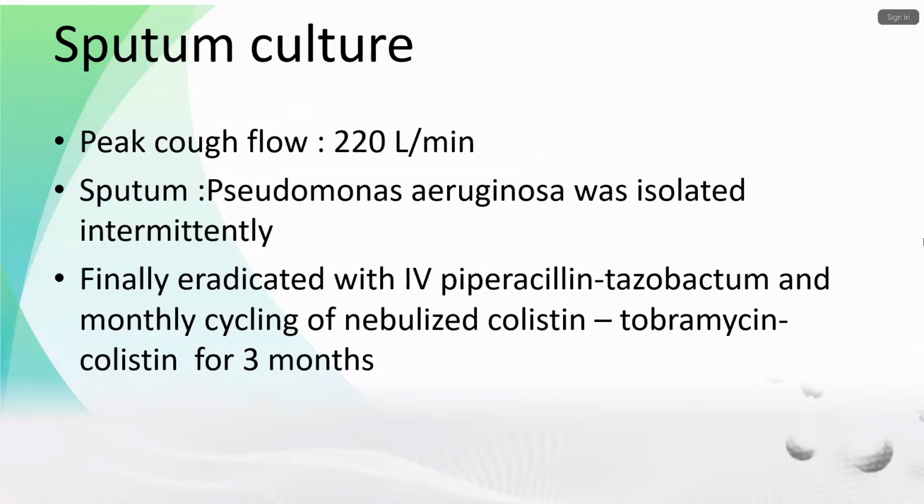Alongside the functional assessment, we addressed the infectious component of her bronchiectasis. Her peak cough flow was 22 liters per minute. Her sputum culture showed Pseudomonas aeruginosa growth intermittently, consistent with chronic airway colonization. She was started on IV piperacillin tazobactam and alternating cycles of nebulized colistin and tobramycin for 3 months, which eradicated the Pseudomonas.